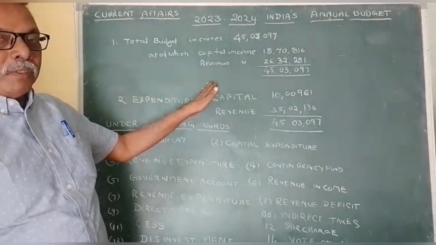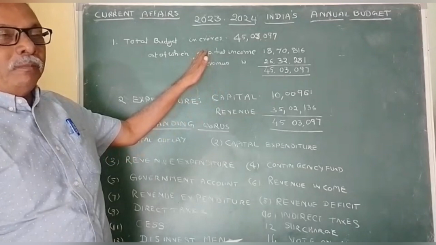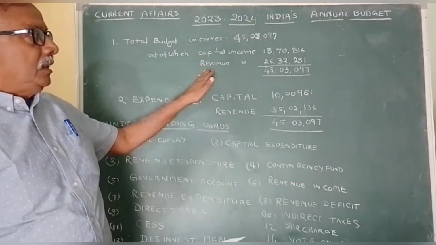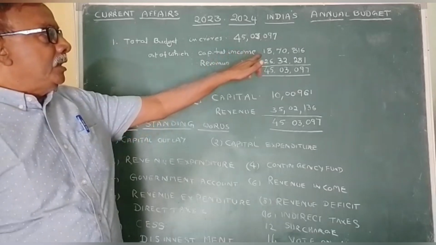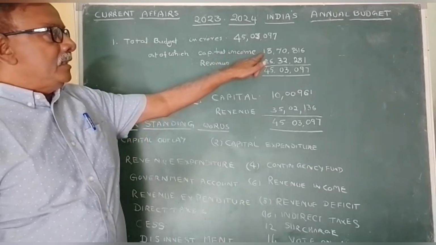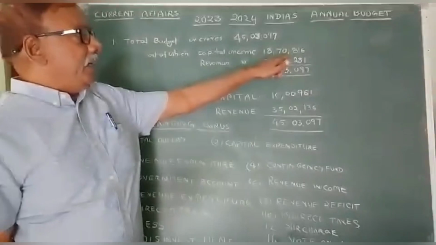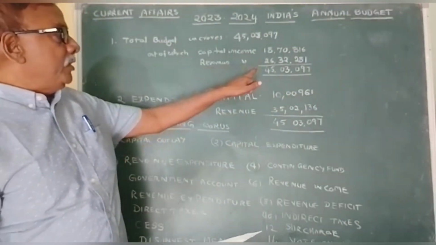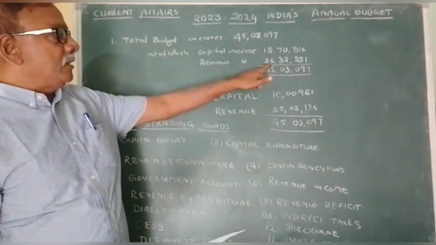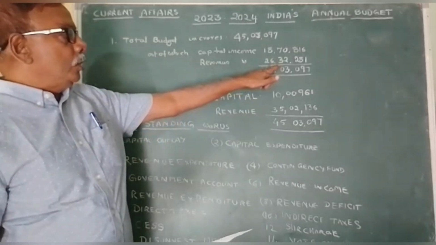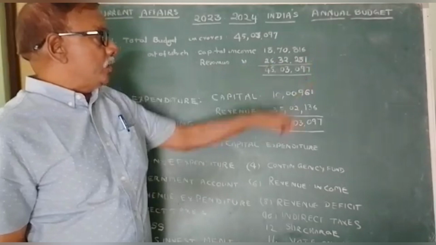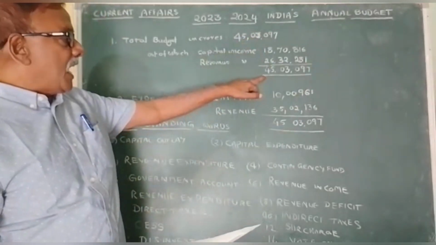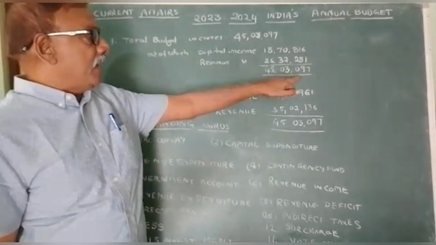There are two items. One is capital income and another is revenue income. The capital income is 18 lakhs 70,816 crores, and the revenue income is 25 lakhs 32,281 crores. Total budget outlay is 45 lakhs 3,097 crores.